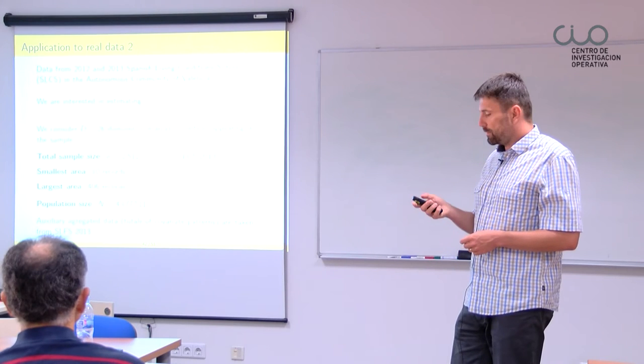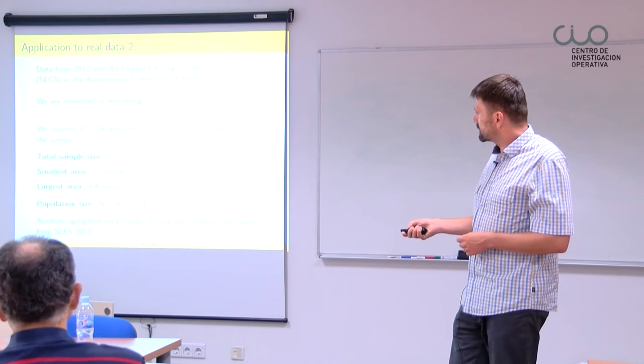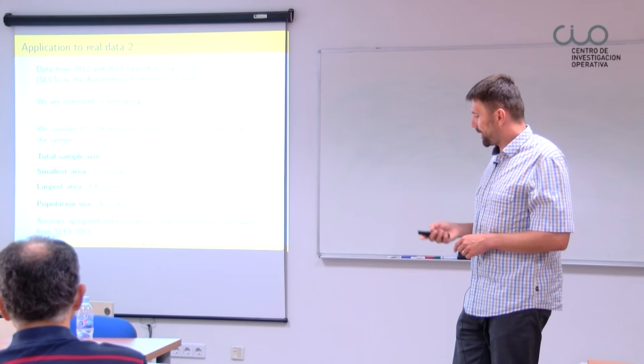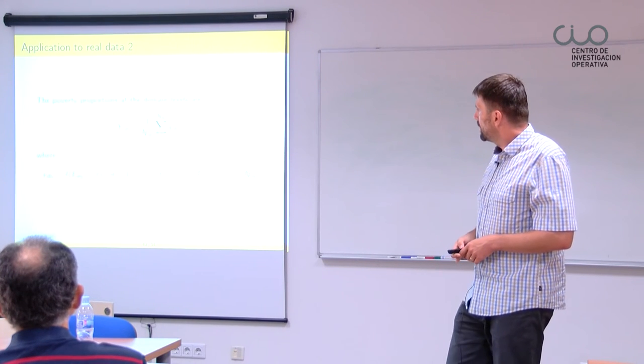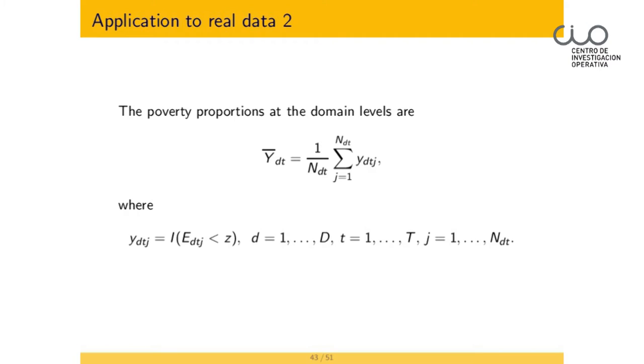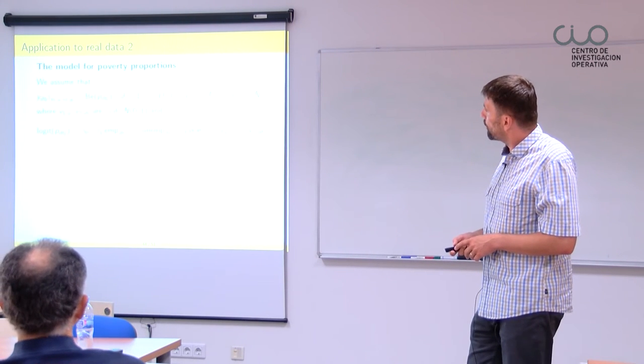To calculate the predictors, we need the aggregated data, the totals of covariates, and we will use again the Spanish Labour Force Survey, this time from 2013. We would like to estimate the poverty proportions, which are in fact again the mean of the variable y, where y is 0 or 1 if the person is considered poor or not, depending on the salary threshold and the personal income. So this is the same setup, and we can again use the proposed model.